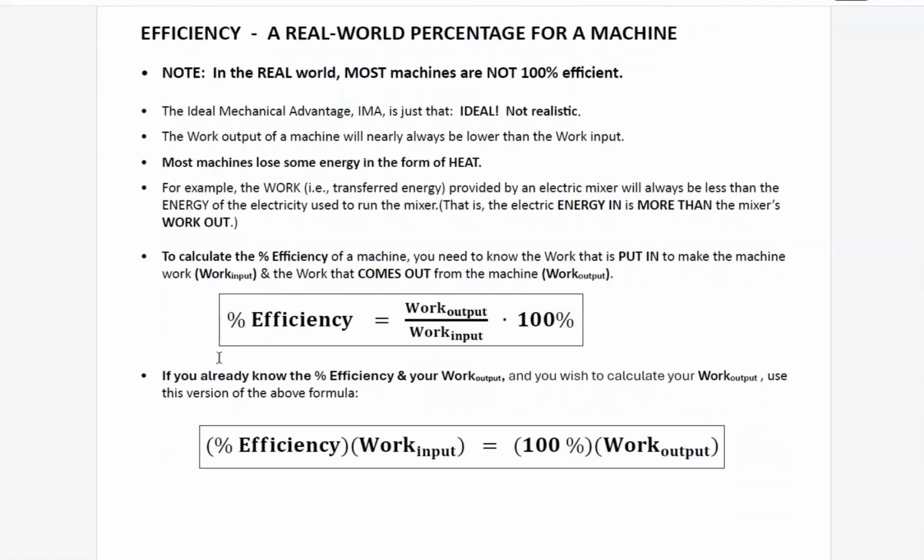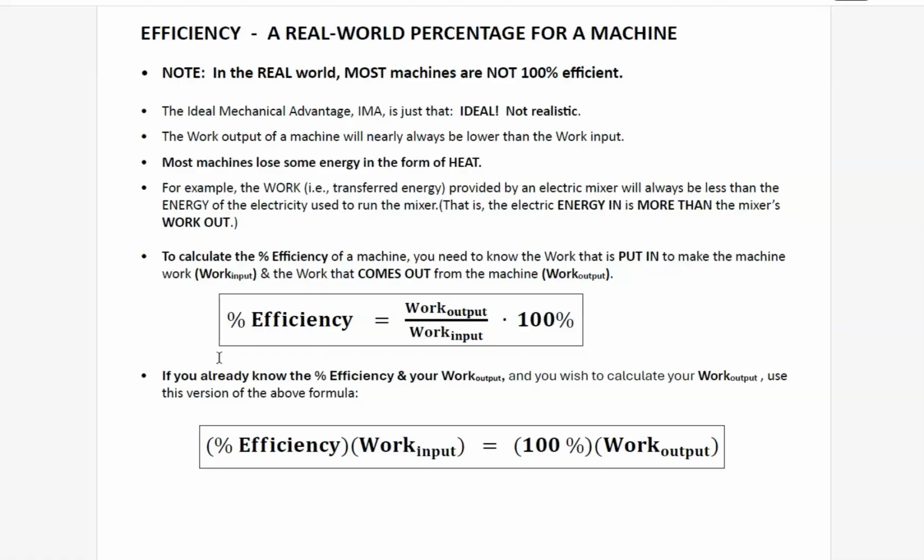Another topic we need to cover is efficiency. So this is a real world percentage for a machine. What does that mean? Well, very few machines that you use in your life are 100% efficient. In other words, a certain amount of energy is pumped in to make the machine work, and then it puts out a certain amount of energy or a certain amount of work, and it's rarely the same amount of energy. You usually lose some energy, typically in heat.